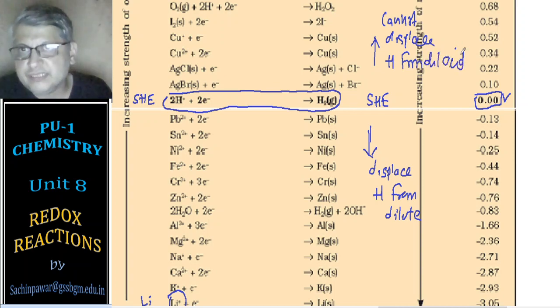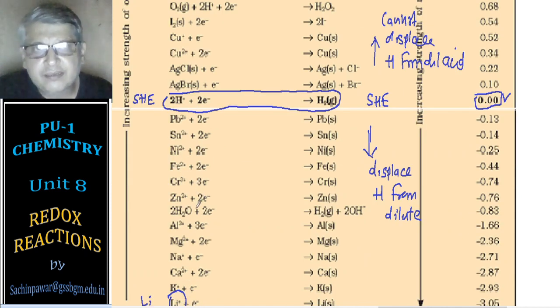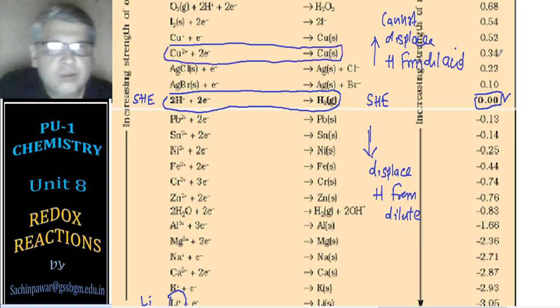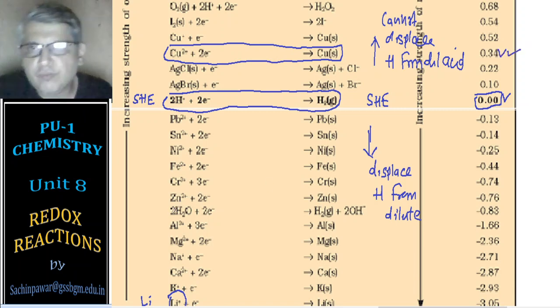Okay, that is one important thing. And one more thing, the elements which are below. For example, here I am taking a copper electrode whose potential is 0.34 volts, and I will take a zinc electrode.